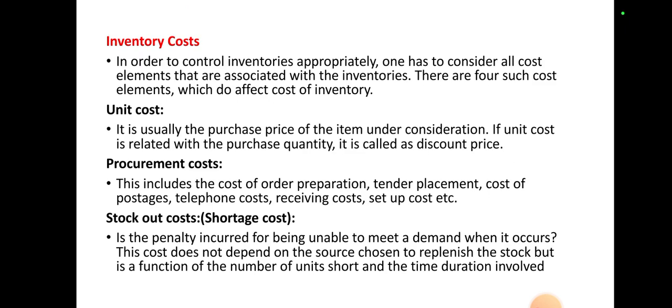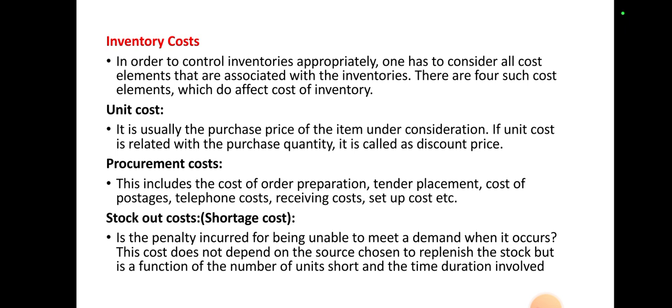Inventory cost. There are some cost values for inventory that we can study now. In order to control inventory appropriately, one has to consider all cost elements that are associated with inventories. There are 4 such cost elements which affect the cost of inventory. Unit cost is the purchase price of the item under consideration. If unit cost is related to the purchase quantity, it is called discount price.